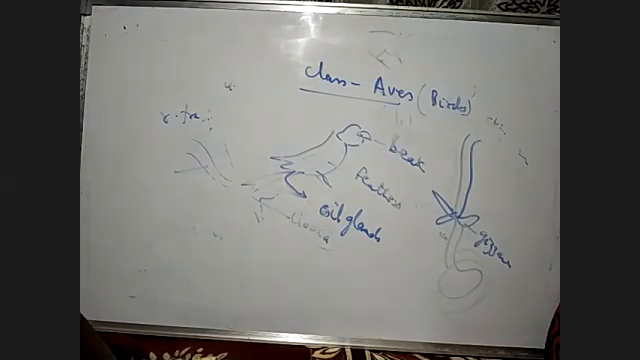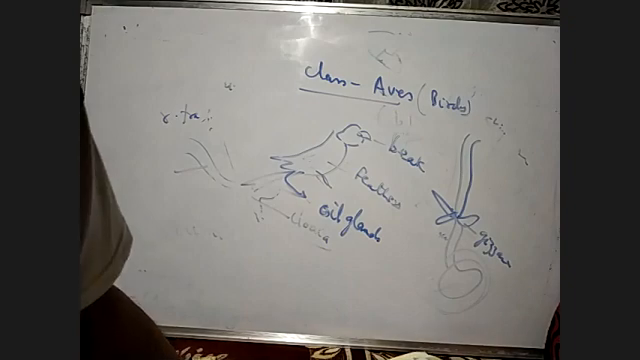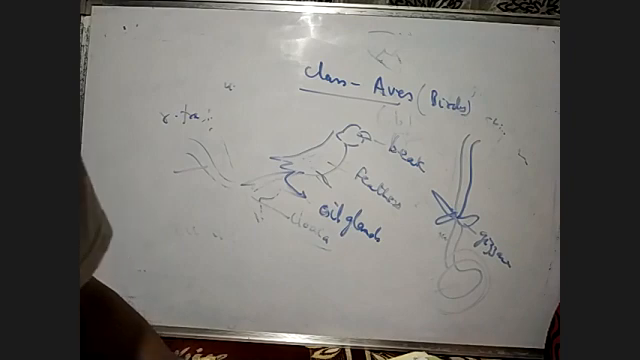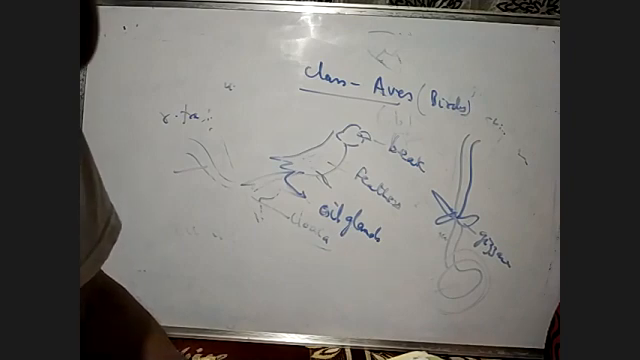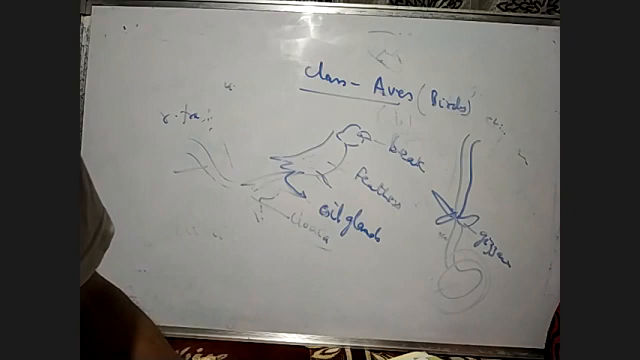Heart is completely four chambered, two auricles and two ventricles, and they are warm. In birds the blood is warm, they are warm-blooded animals, homeotherms. They can equalize their body temperature with the temperature of the surroundings. That's why they are homeotherms, that is, they are able to maintain a constant body temperature.